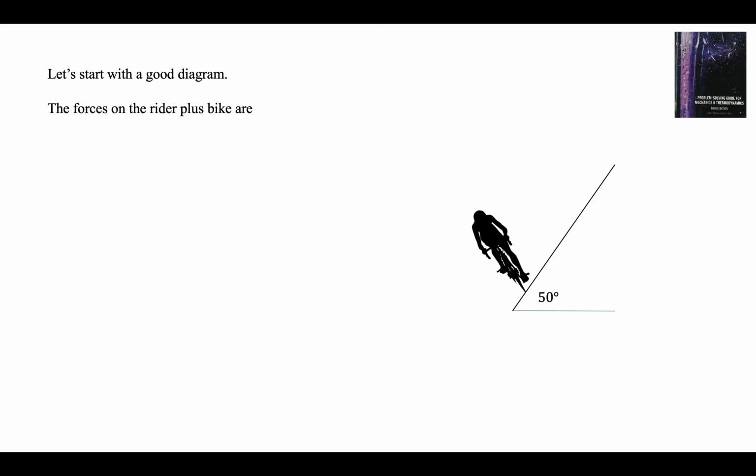Start with a good diagram. There's our diagram. The forces on the rider and the bike are gravity, straight downwards. The normal force is normal to the surface. There it is. Now the frictional force depends on how fast the rider's going. If the rider's going slow, the frictional force is going to hold them up.